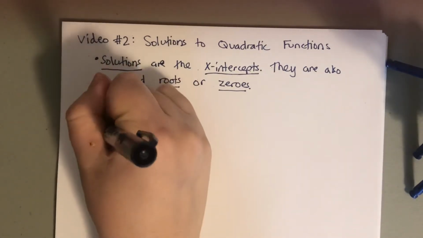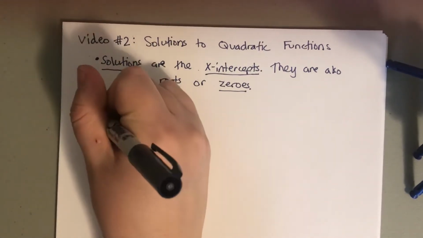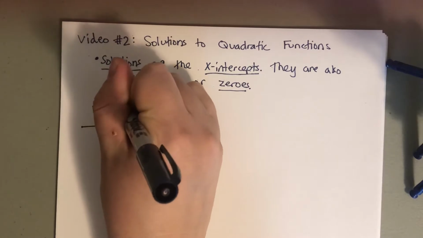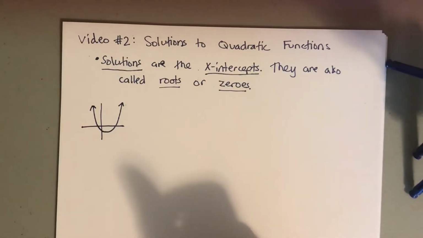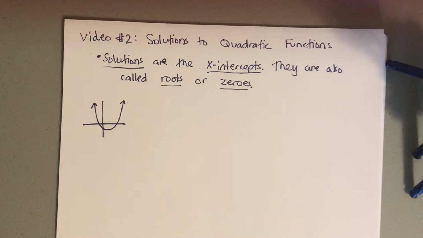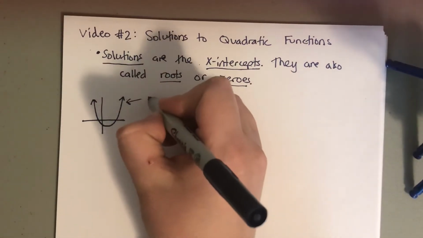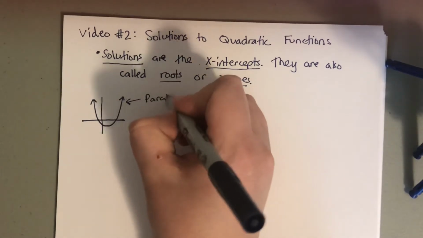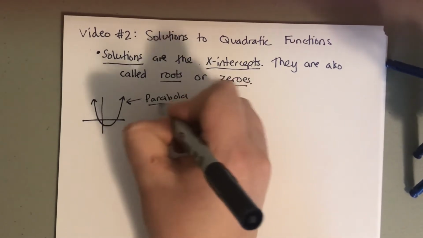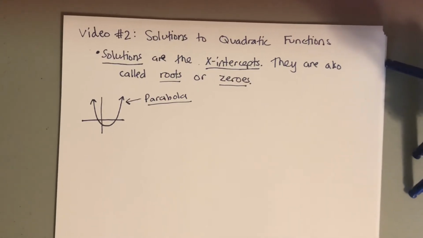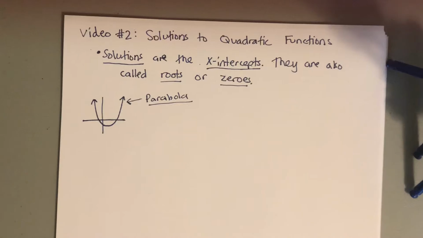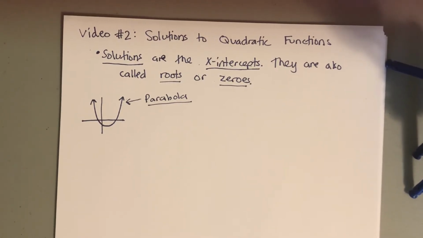If we think about what a quadratic function looks like, the graph of a quadratic function looks something like that. It makes the shape of a letter U. Now, the graph has a special name, and the graph of a quadratic function is called a parabola. It's kind of a weird word, but that's the name. Just like a linear graph is called a line, a quadratic graph is called a parabola.